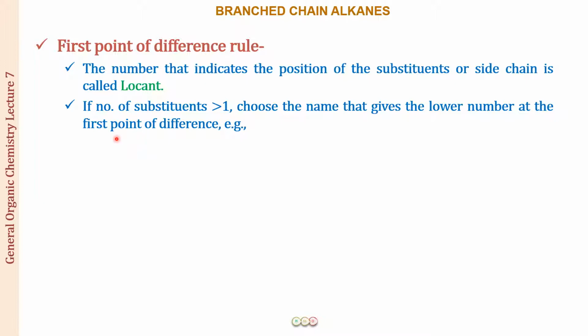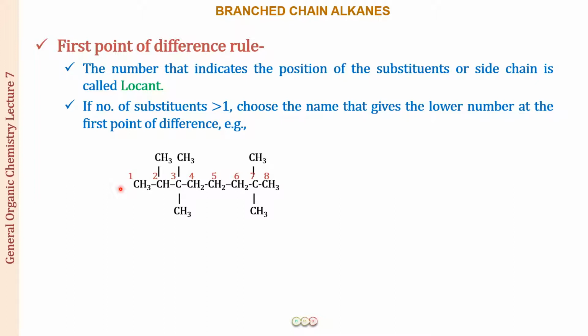Now what do we mean by the first point of difference? Let us understand this with the help of an example, right? So we have this molecule over here. When you choose the parent chain, you will see that this is the parent chain with 8 carbon atoms. Now an 8 carbon alkane is oct plus ane, so this is going to be octane. Now what we have to do is give the numbers to the substituents.